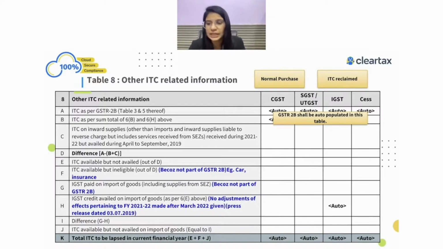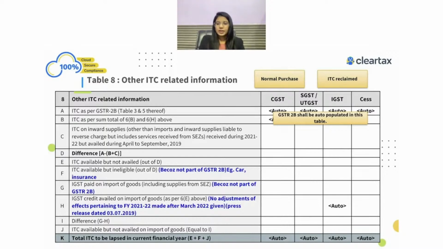The answer is no. 8D will not be equal to 8K, and obviously why it will not be equal, because when we see E plus F plus J, it's nothing but ITC which was available but not availed, or the ITC which was becoming ineligible and all. So it can be equal, it cannot be equal. It's not like it always has to be equal.